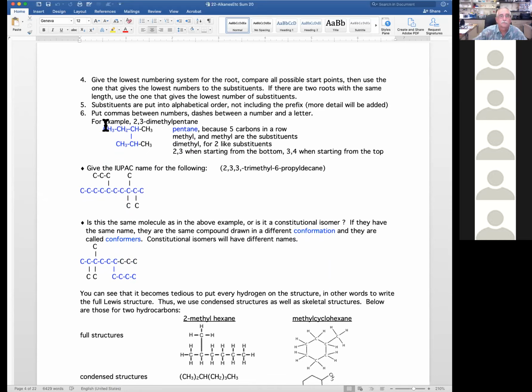So for example, look at this molecule right here. I have to find the longest continuous chain. Is it 1, 2, 3? Is it 1, 2, 3, 4? Or is it 1, 2, 3, 4, 5? Notice it could be 1, 2, 3, 4, 5 that way as well. So we know that this continuous chain is 5 in a row, so the root name is going to be pentane.